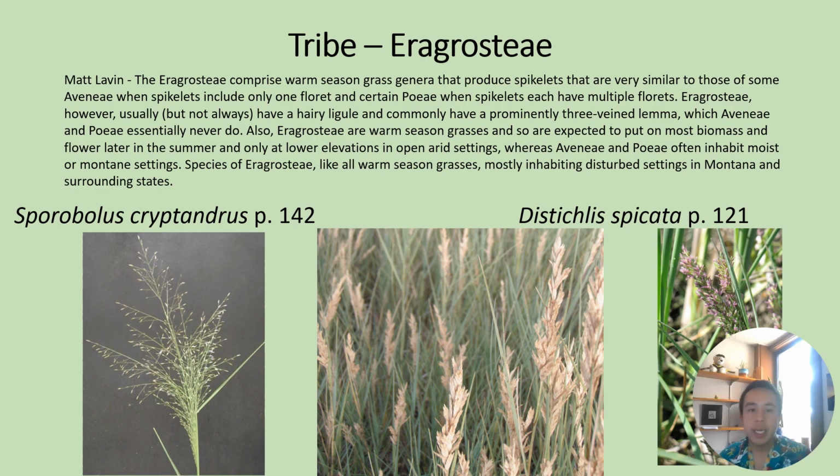Also, Eragrostideae are warm season grasses and as such are expected to put most of their biomass on and flower later in the summer, and typically only at lower elevations in more arid settings, whereas Aveneae and Poeae often inhabit moist or montane settings. Species of Eragrostideae are all warm season grasses, mostly inhabiting disturbed areas.